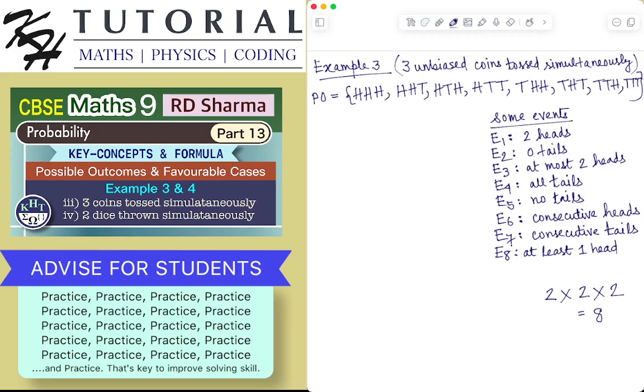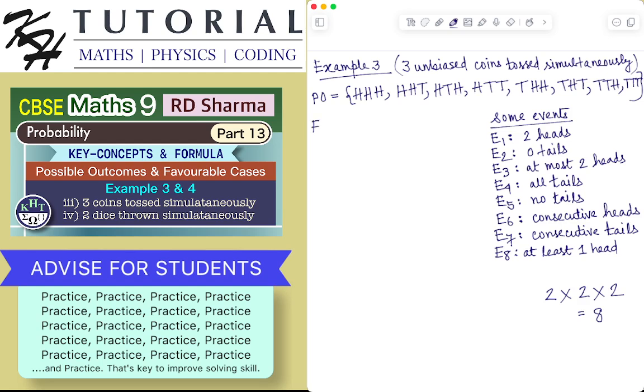So these are the 8 possible outcomes. You can say these are the elementary events. Now I have defined some events. The event E1 is 2 heads. So let's see what the elementary outcomes are which satisfy the condition of the event E1.